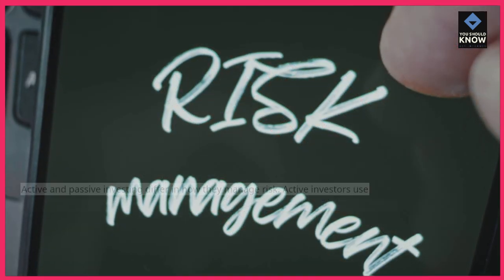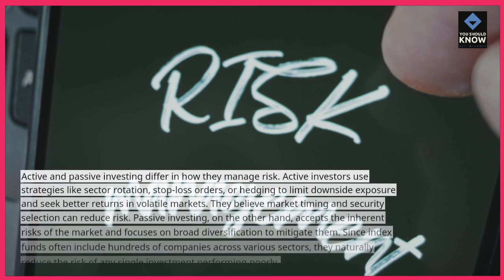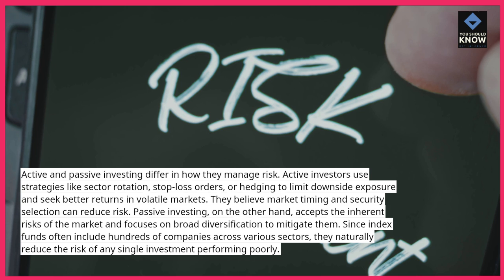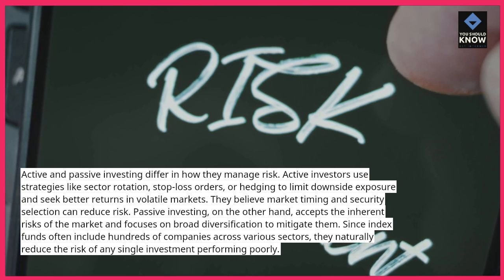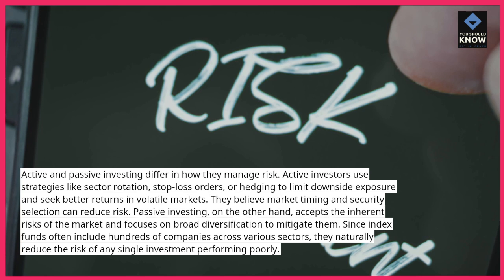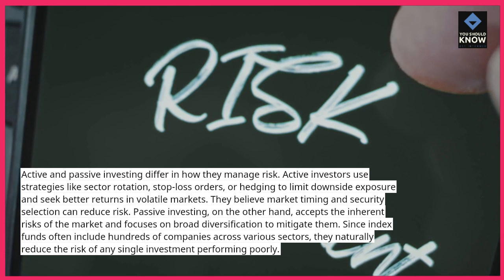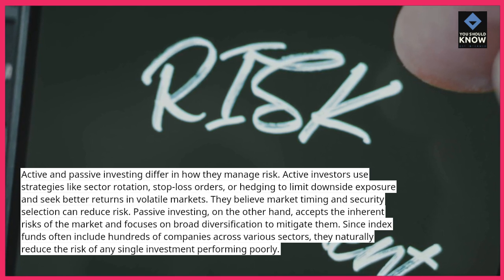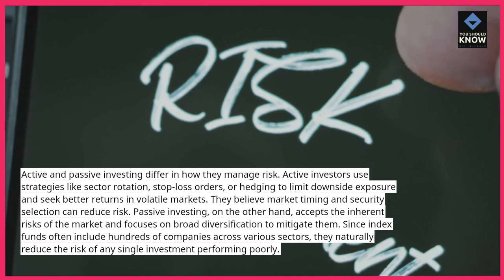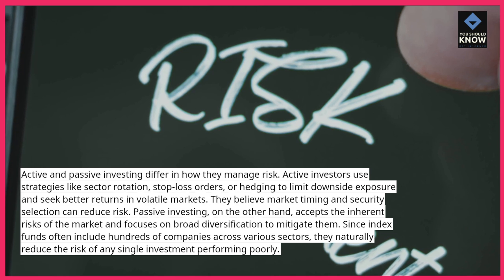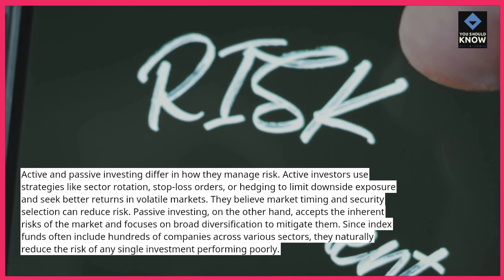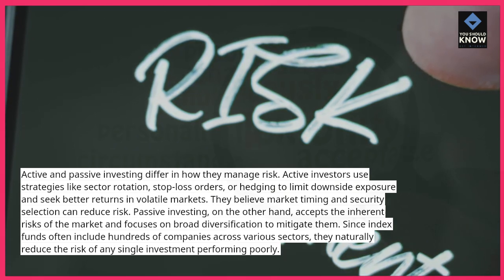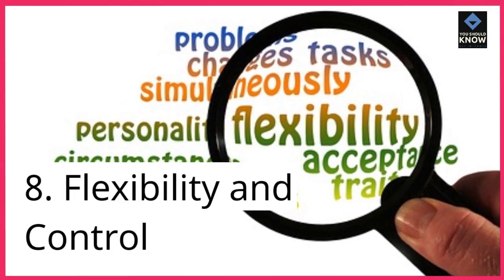7. Risk management approach. Active and passive investing differ in how they manage risk. Active investors use strategies like sector rotation, stop-loss orders, or hedging to limit downside exposure and seek better returns in volatile markets. They believe market timing and security selection can reduce risk. Passive investing, on the other hand, accepts the inherent risks of the market and focuses on broad diversification to mitigate them. Since index funds often include hundreds of companies across various sectors, they naturally reduce the risk of any single investment performing poorly.